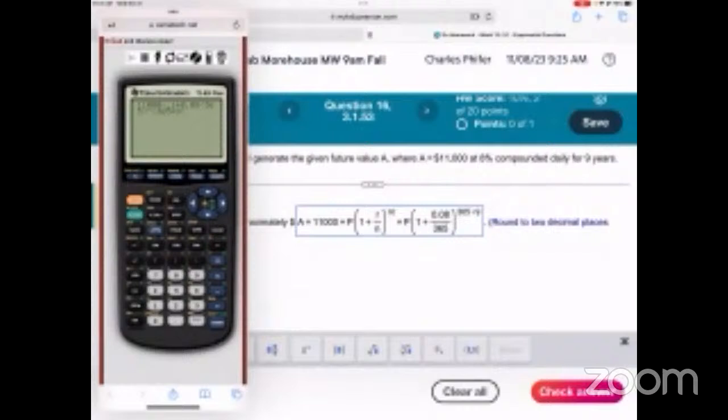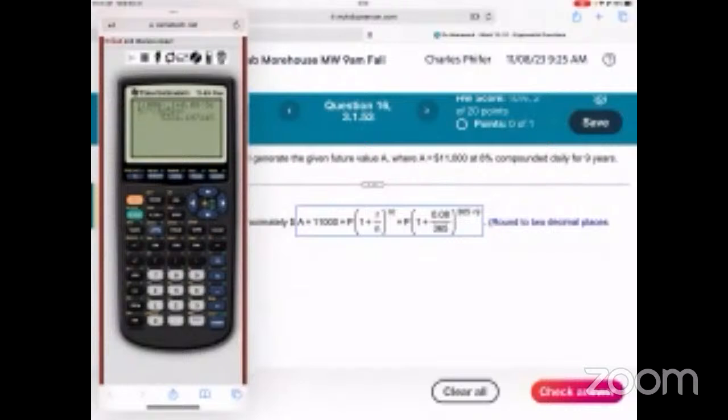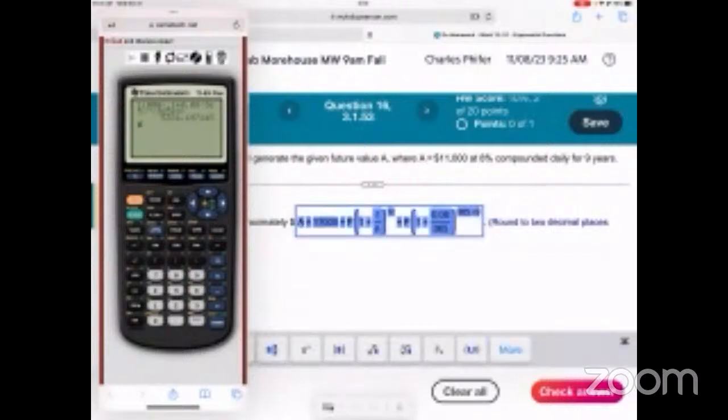1 plus 0.08 divided by 365 to the power of 365 times 9. Okay, I think that looks okay. Then it says round to 2 decimal places. So it's 0.7, right? Because after the 9 is a 7, that tells us to round up. So then 69 becomes 70. So 5354.7. Now we just got to clear all this out.